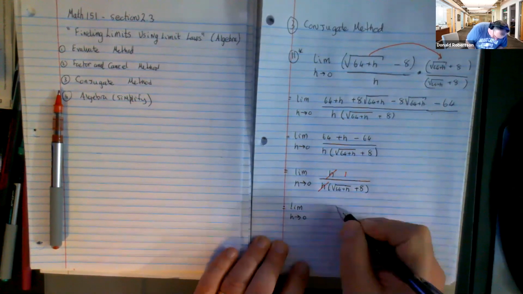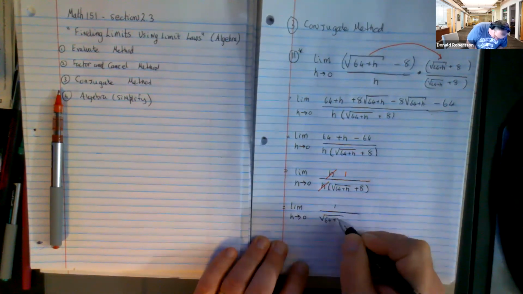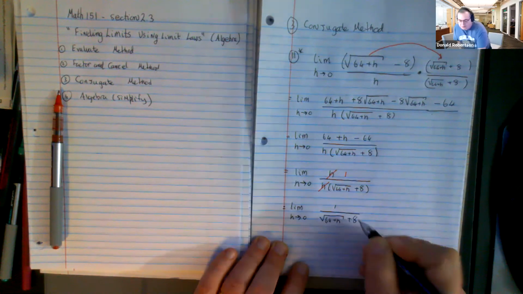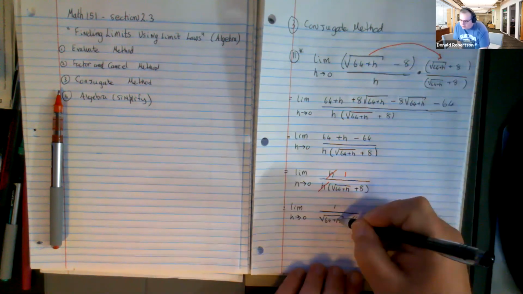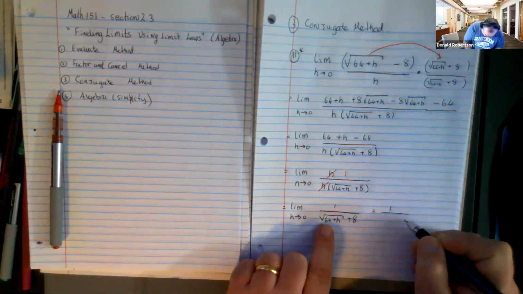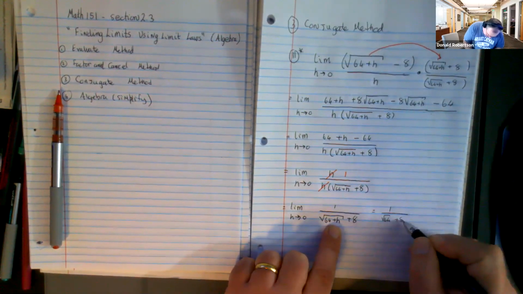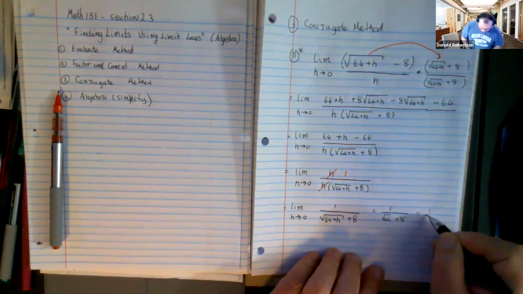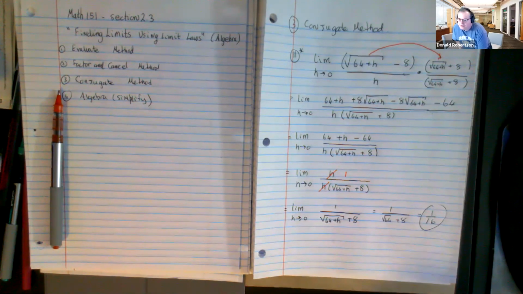So what we are now left with is this limit. And this limit is good, because can't we just plug h equals 0 into it and get an answer? So let's see what we get. 1 over the square root of 64 plus nothing is still the square root of 64. And 8 add 8 is 16. So 1/16 is our answer.